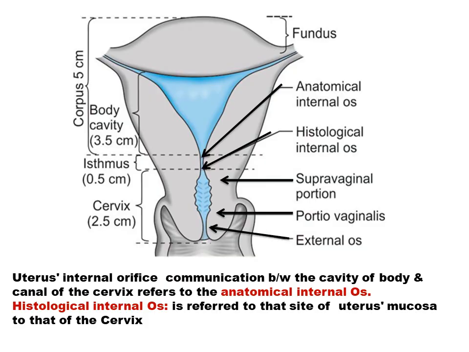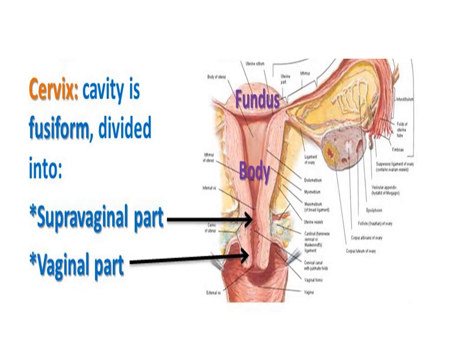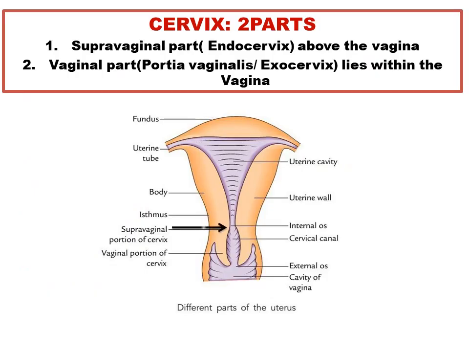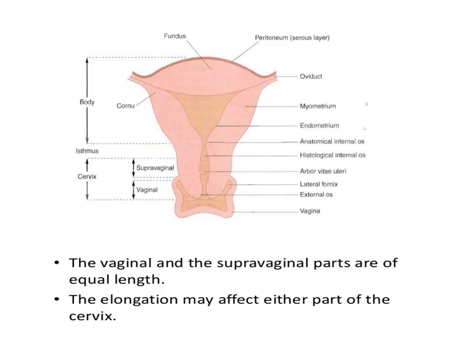External os is a communication between the cervix and the vagina. The cavity is fusiform and it's divided into two parts. The upper part is the supravaginal part. The lower part is known as the vaginal part. The supravaginal part is also known as the endocervix and it is above the vagina. The vaginal part is known as the fossa vaginalis or exocervix and lies within the vagina.